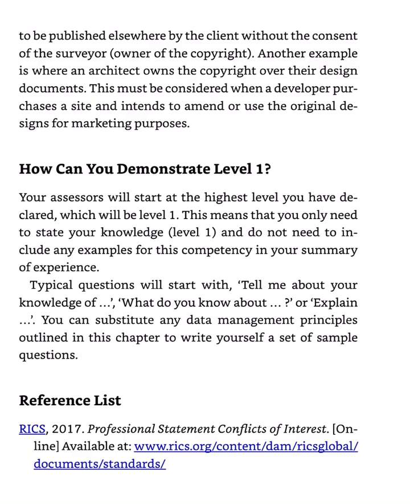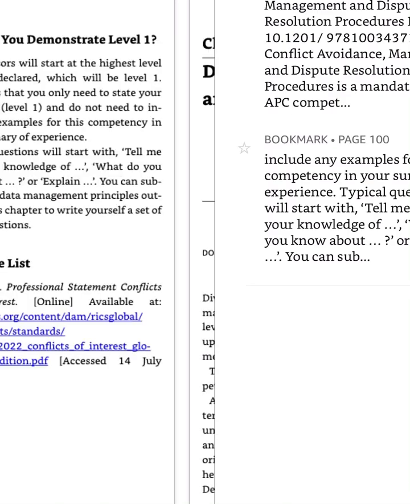Reference list. Borix, 2017. Professional Statement Conflicts of Interest. Online, available at www.borix.org/content/dam/risk-global/documents/standards/January_2022_conflicts_of_interest_global_1sd_edition.pdf. Accessed the 14th of July.